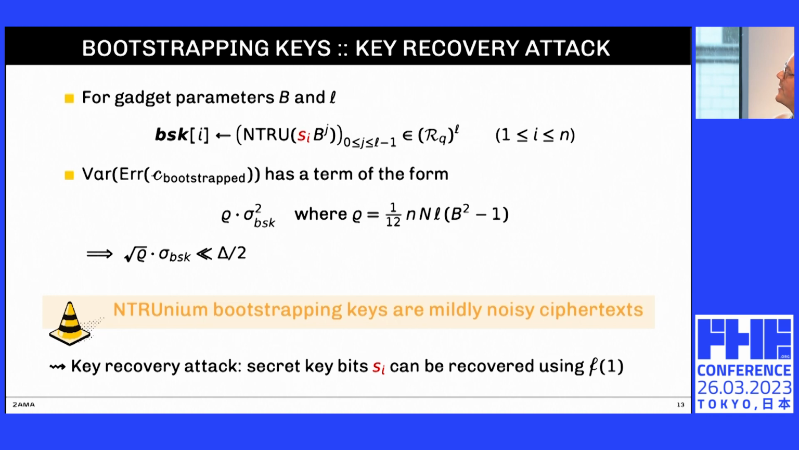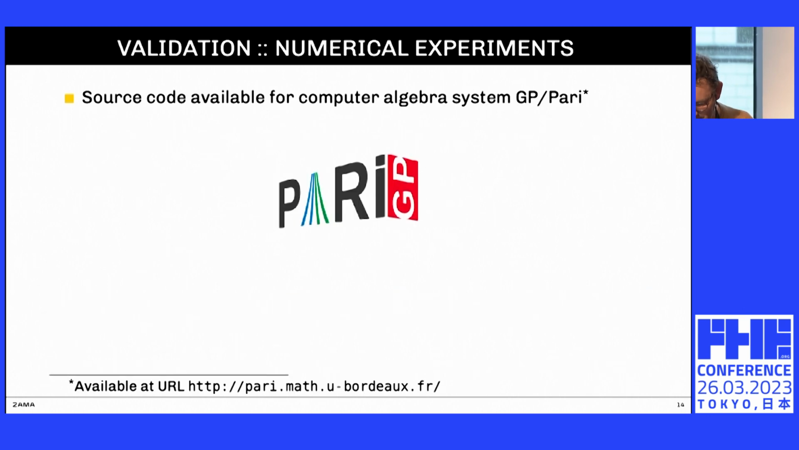And in this case, you are just encrypting key bits. So it's enough to know the value of f evaluated at 1 to recover the key bits. So if you are using the quotient polynomial x to the n minus 1, then you recover the key bits just from those bootstrapping keys here. And that's it. So I'll try to make a demo.